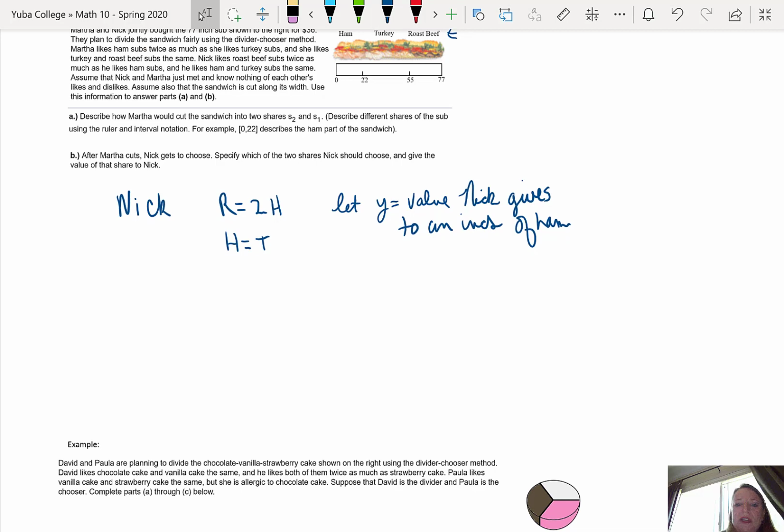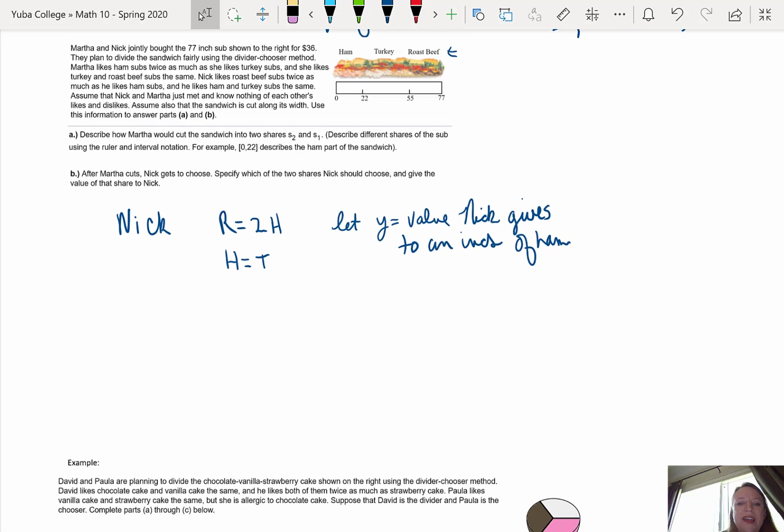So we can kind of set this up like we did before. And I kind of know that he values ham and turkey just because it has the same reasoning and dimensions as before. Ham and turkey he values as 4/11, and roast beef he values as 8/11.